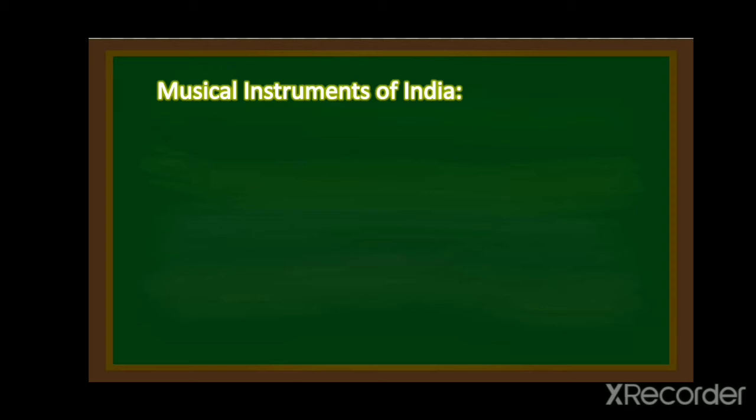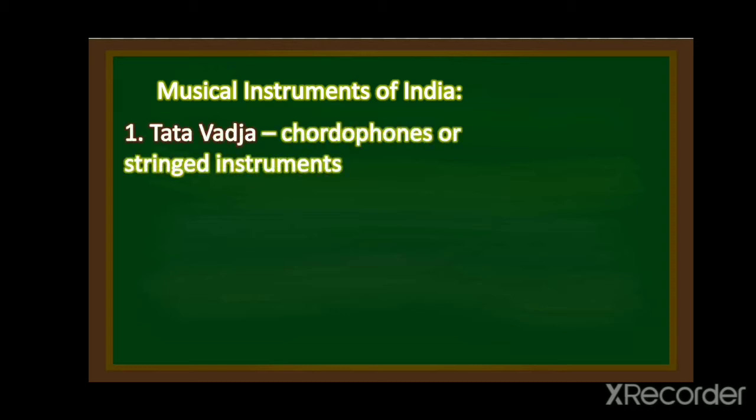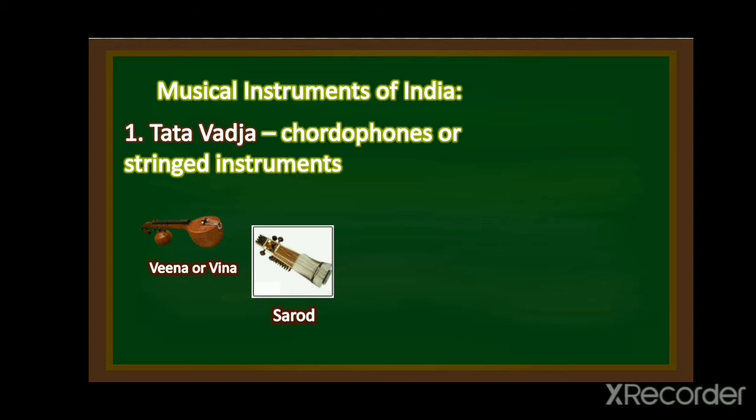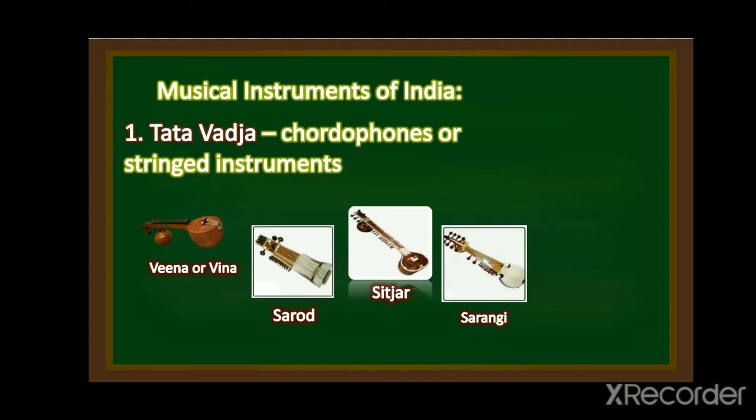The musical instruments of India. The first part is the Tata Vadya, which means the chordophones or the string instruments. These are the examples. One is the Veena instrument. The second is Sarod. The third is Sitar. The fourth one is Sarangi. And the fifth one is Tambura. Those are the string instruments of Tata Vadya.